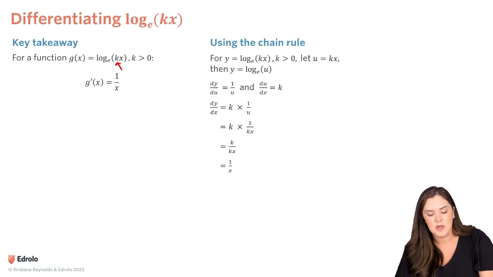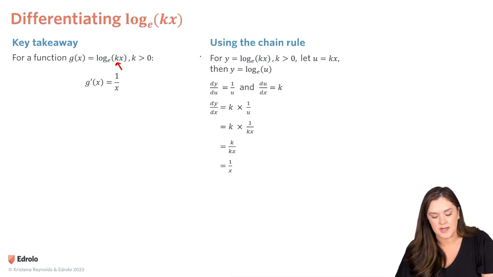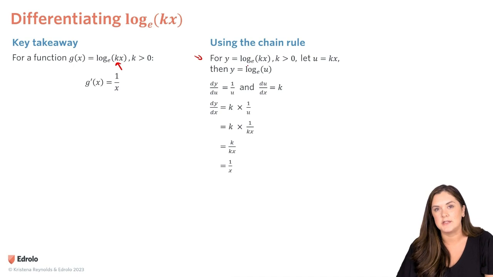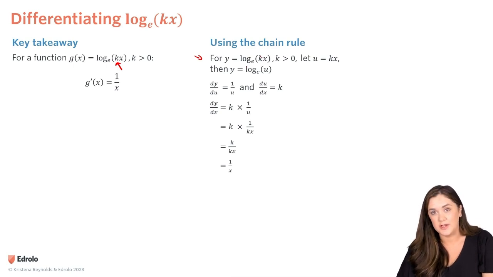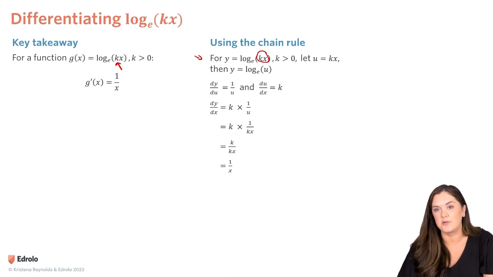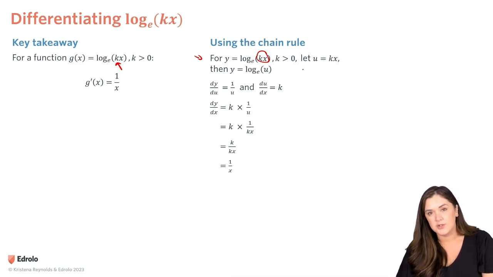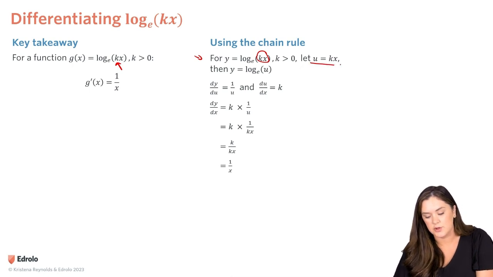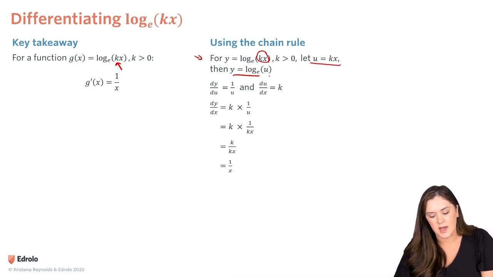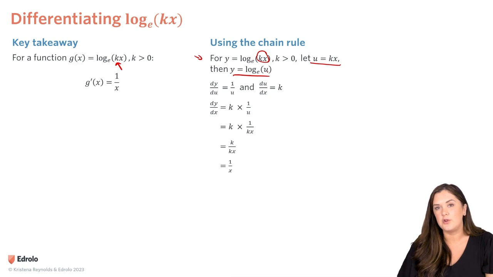So in order to prove why the derivative of log e of kx equals just 1 over x, on the right-hand side here, we've just set up the equation to prove it. So we have y equals log e of kx. What we're going to do is let u equal this part on the inside. So u equals kx. And then we're just going to rewrite y in terms of u. So we have y equals log e of u. So now we have two different equations. We've got u equals kx, and y equals log e of u, and we're going to differentiate those separately.